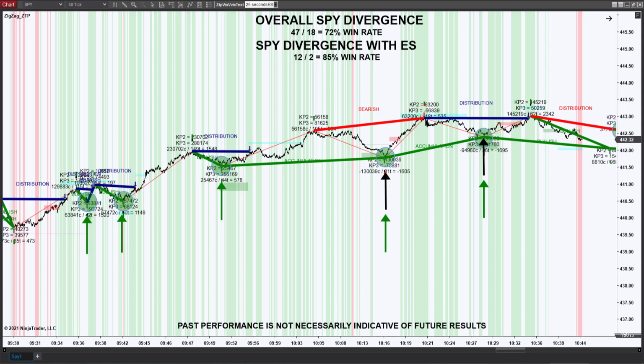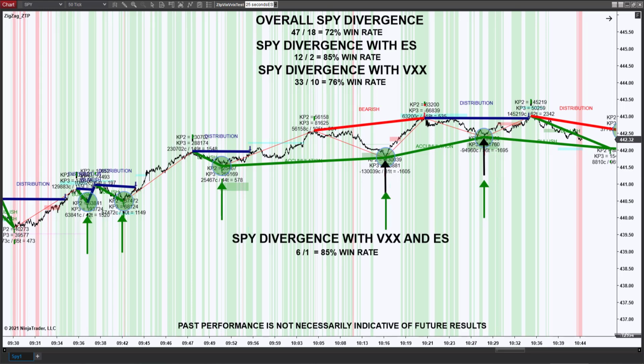When we look at the SPY divergence, if we had ES divergence, there was a total of 14 of those, and of those 14, 12 were winners, giving us an 85% win rate. When we look at SPY divergence with VXX divergence, we had a total of 43 instances with 33 winners, giving us a 76% win rate. And lastly, when we had SPY divergence with the VXX and the ES all divergent, we had a total of that happening 7 times, which is an 85% win rate.